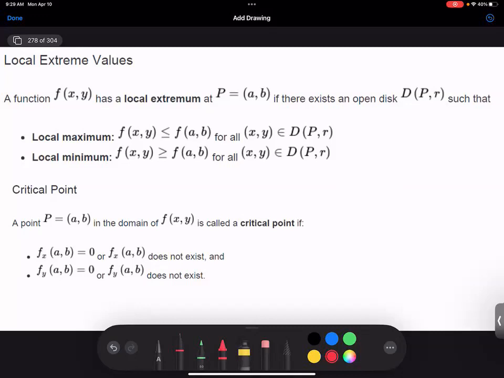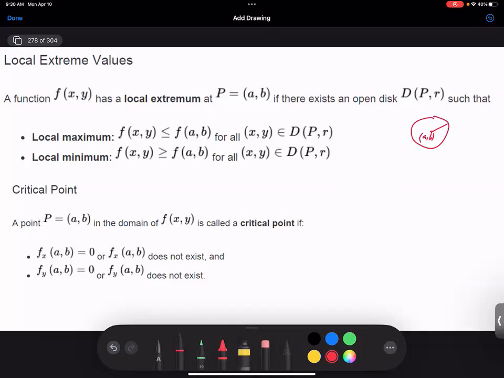And this is just a disk. That means if you're sufficiently close, I draw some circle around my input (a, b). Then any (x, y) in that disk of radius r centered at the point (a, b), the value of my function is no larger than the value of the function at (a, b). So it doesn't mean that it's strictly less.